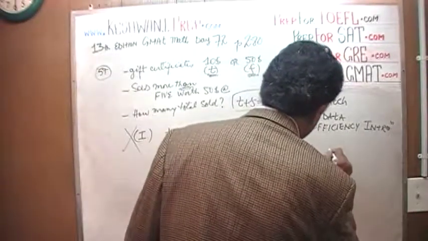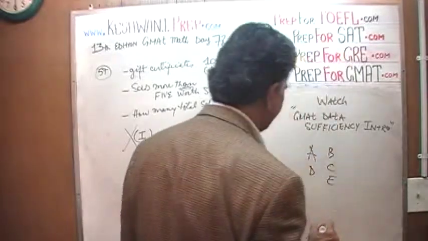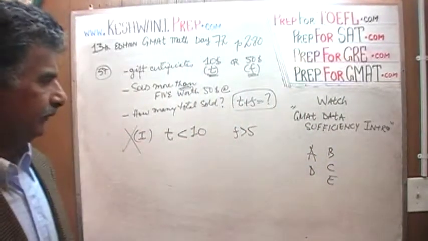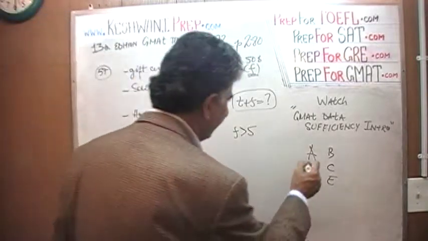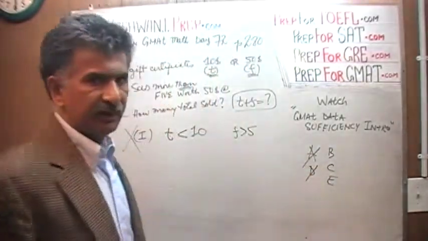A, D, B, C, E. Since the first statement by itself does not do the job, the answer cannot be A, it cannot be D. It has to be either B, C, or E.